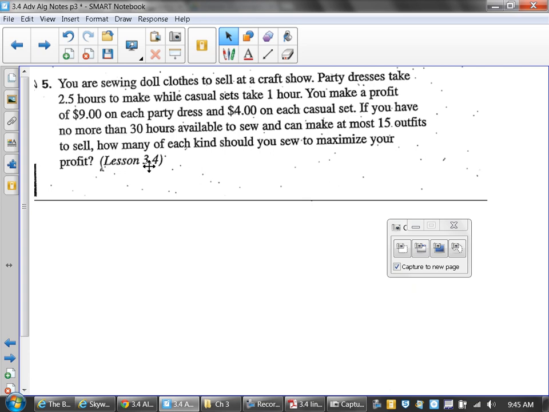So, what is your objective here? To make doll clothes? No, what's your objective? Maximize profit. So how much of each should you make? In this case, what's your profit on your party dress? $9. So $9 times your party dress plus, how much do you make on a casual set? $4 on your casual set.